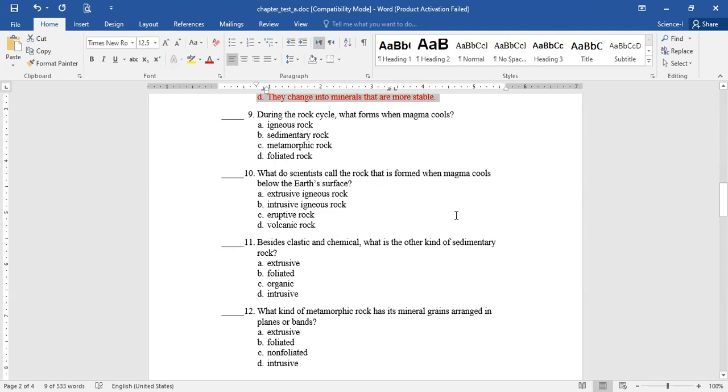During the rock cycle, what forms when magma cools? Once magma cools, it will form, yes, Bhumika? Igneous rock. Igneous rock, good, okay.